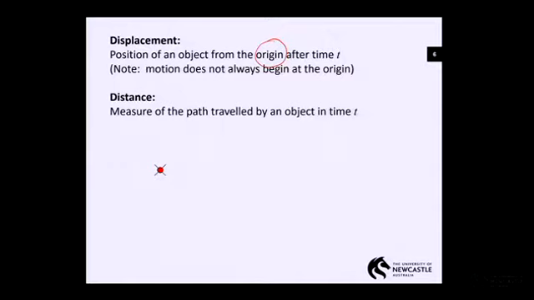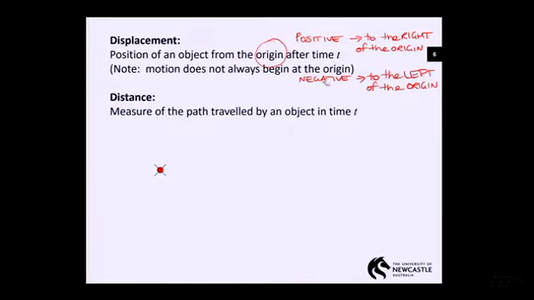But if it's positive, it's to the right. So I'll say here, if it's positive, then it's to the right of the origin. And if it's negative, then it's to the left of the origin. And it's going to be important that you know the difference because we're going to watch where this particular dot goes. Where does it start? Where does it go? Where does it turn around? So you're going to be trying to trace it all the time.